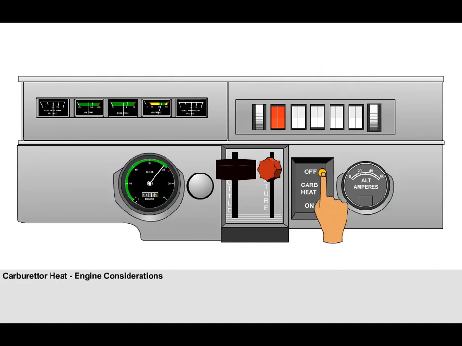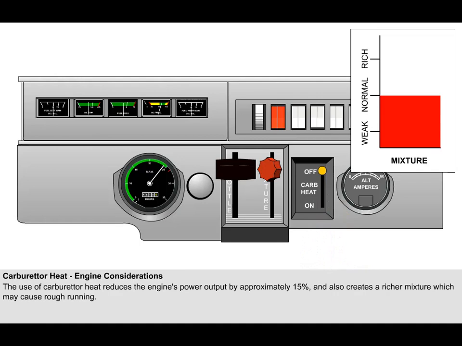When using carburetor heat, there are a number of factors which must be understood about its effects. The application of hot air into the induction system, caused by the selection of carburetor heat, reduces the density of the air and thus its mass. This causes a reduction in power output in the region of 15%. It also creates a richer mixture which may cause rough running.